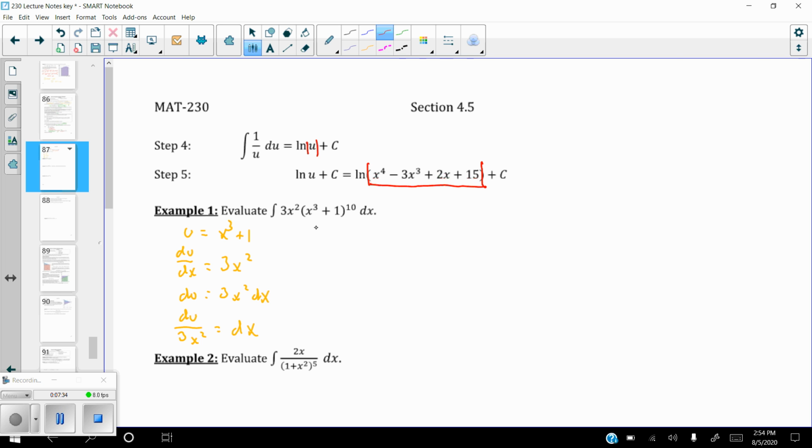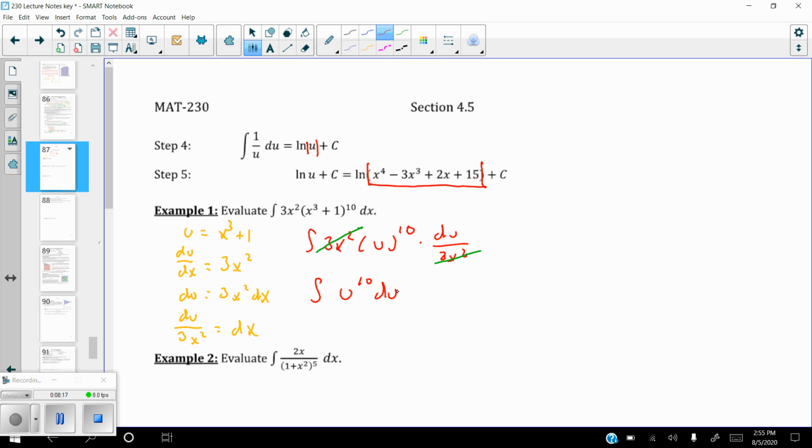Okay, so now we're going to take the information that we just found and replace that in the original function. I didn't do anything with my 3x squared here, but I am going to replace the x cubed plus 1. That's u. Then I have to replace the dx with du over 3x squared. So times du over 3x squared. And the nice thing is here, now I can simplify. That 3x squared there is going to cancel that 3x squared in the denominator. And what that leaves me with is an integral of u to the 10th power du. Everything is in terms of u.